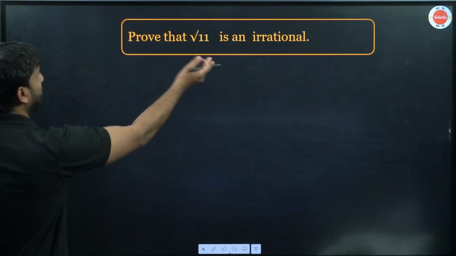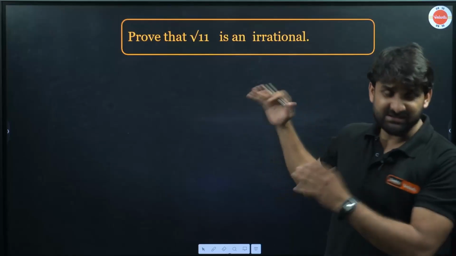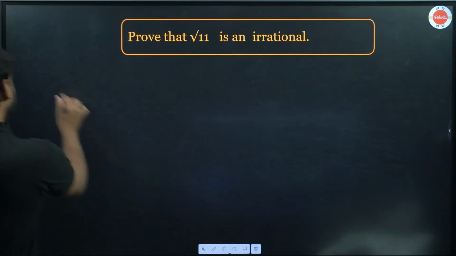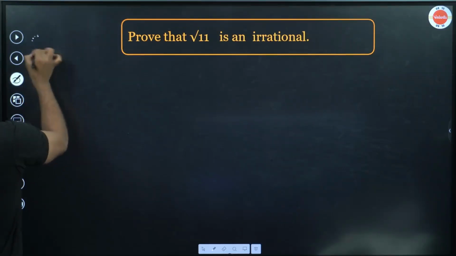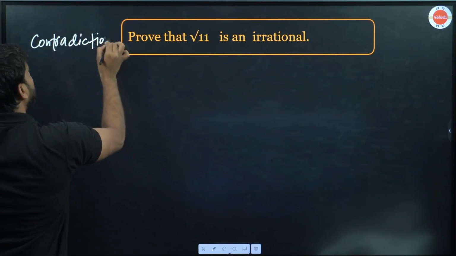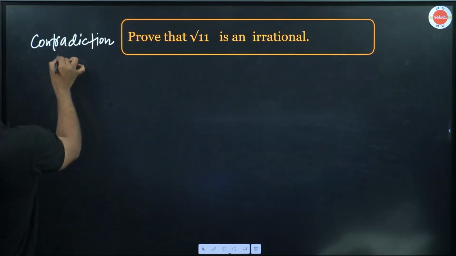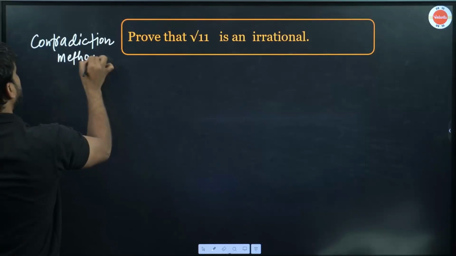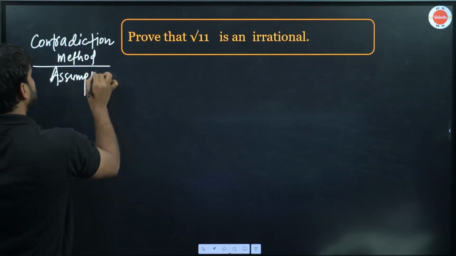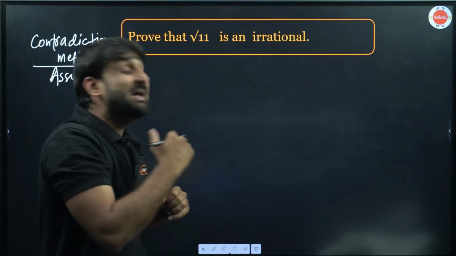Okay, moving to prove that root 11 is an irrational number. My dear champion, this type of question we generally solve by using the contradiction method. Contradiction means when some error occurs, some error is produced. That is called contradiction. So this is called the contradiction method, or we can also say the assumption method. So we are going to prove root 11 is an irrational number by the assumption method.